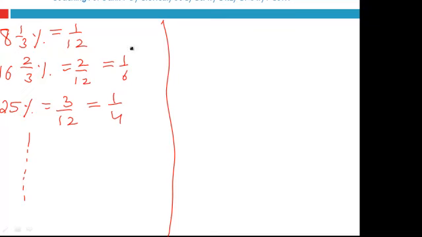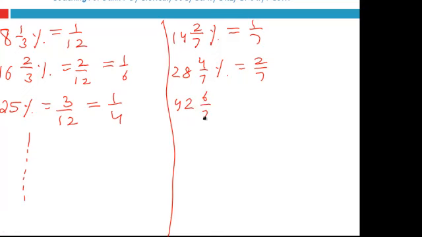Now coming to the last family, that is 14 2 by 7%. It is always equal to 1 by 7. Multiplying the first value on both sides by 2, it becomes 28 4 by 7%, that is 2 by 7. Multiplying the first value on both sides with 3, it becomes 42 6 by 7%. So on, you can derive the values by using 4, 5, 6, 7, 8, 9 as the multiples.